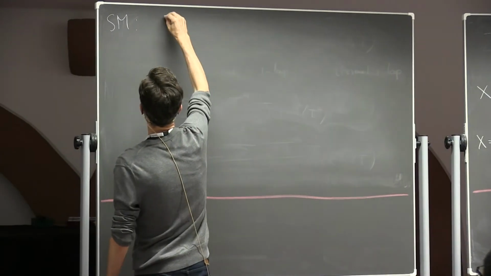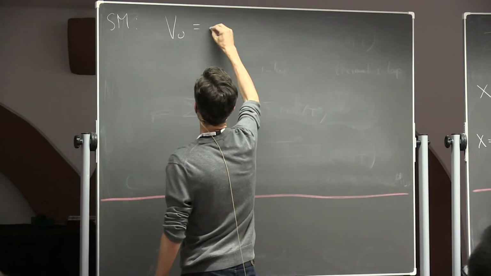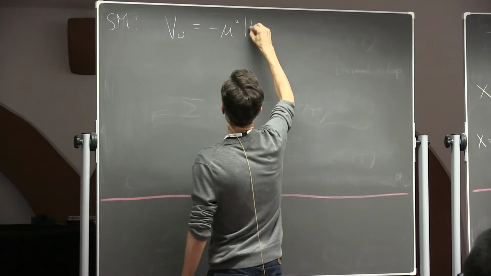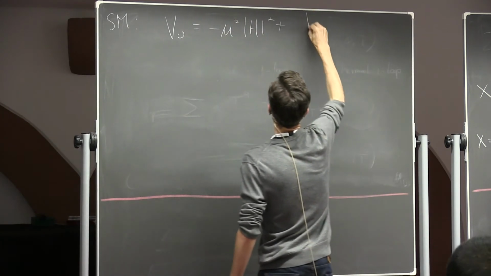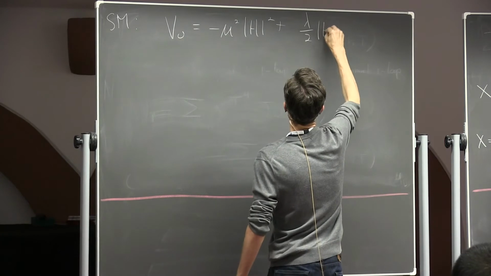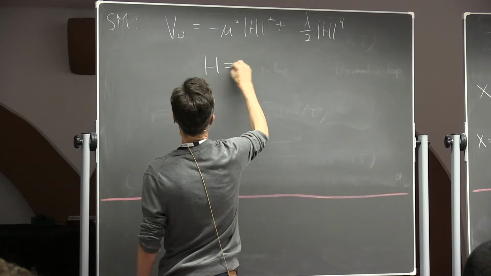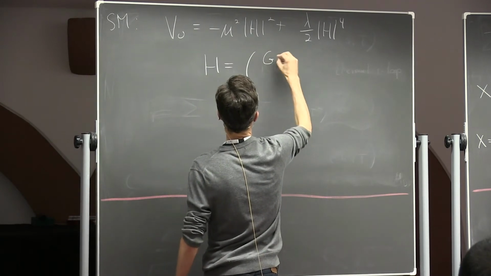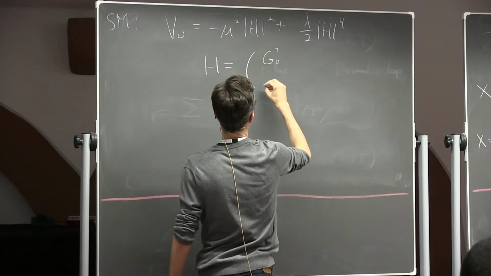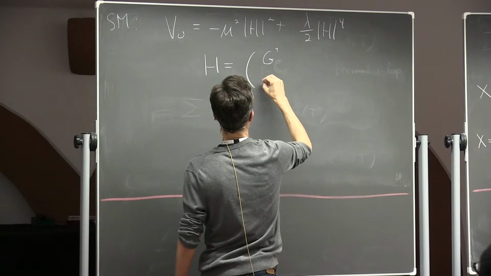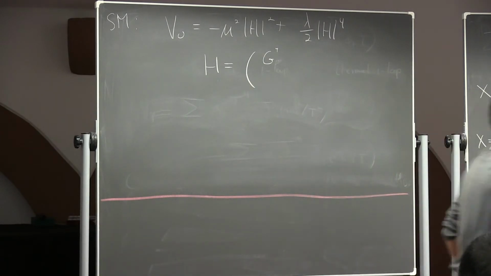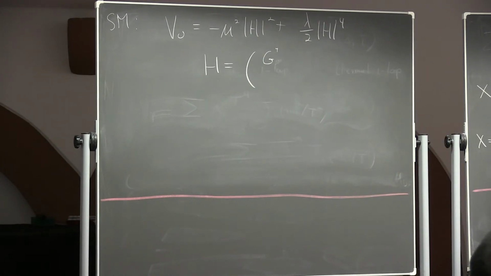So for the standard model, we have the tree-level potential. It's going to be minus mu squared H squared plus lambda over 2 H to the 4th, where H is my Higgs field, and this is going to be G plus, and just get my notation right. Just a second.